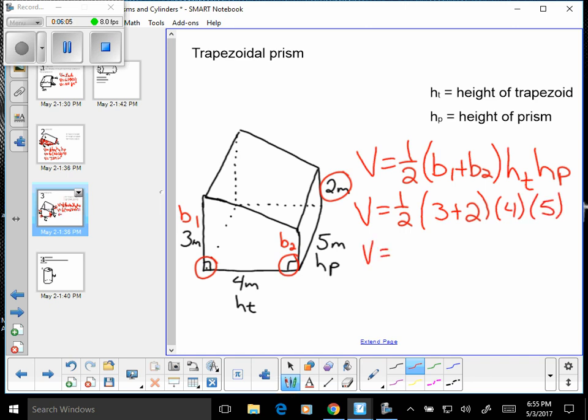Now remember that you have to do what is inside parentheses first. So if you're going to put this into a calculator, technically you should put the 5 in first. 3 plus 2 is 5. Now what I would do here is I'm going to take this 2 and this 4, and I'm going to reduce those using my old fraction operations. Now 3 plus 2 is 5. 5 times 2 is 10, and 10 times 5 is 50. So my volume is going to be 50 cubic meters.